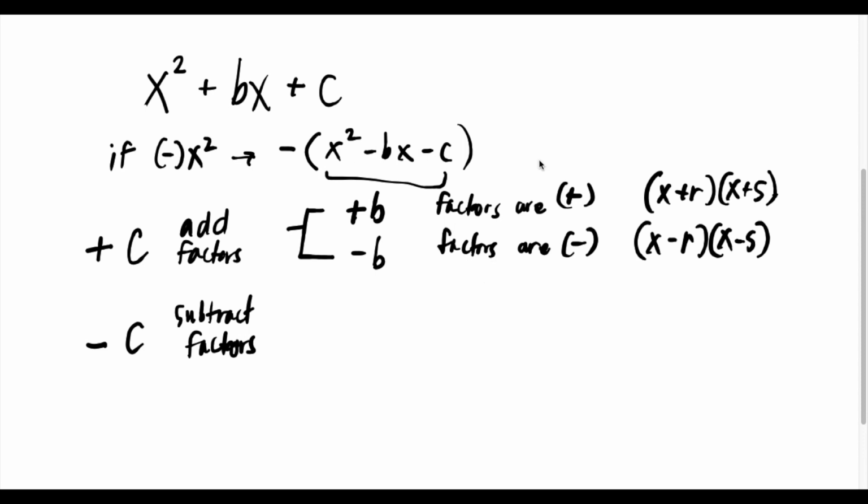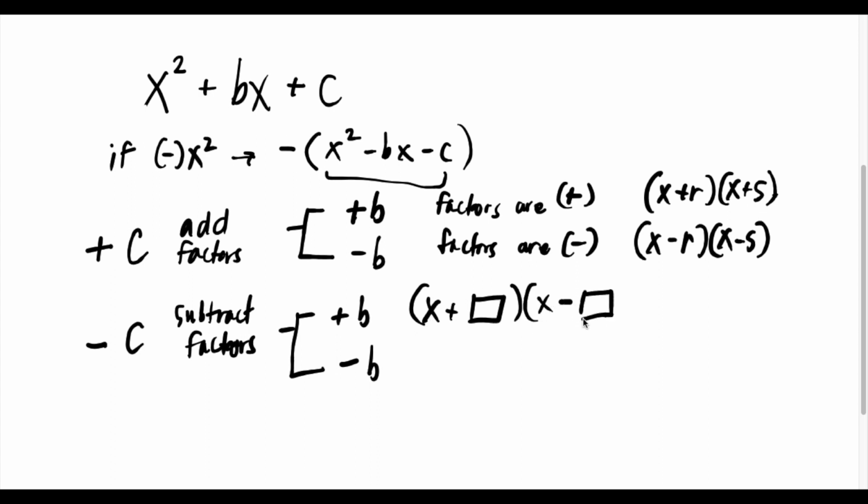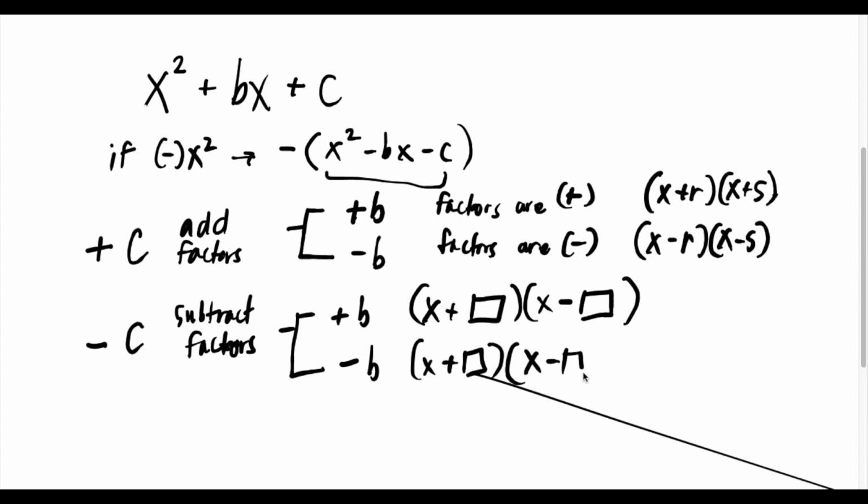Kunwari, na-factor out mo na siya, tapos you want to check if tama yung sagot mo. Kapag meron ka namang negative c ulit, okay? Pag positive yung b mo dito, or kahit negative man yung b mo, pareho lang yung form ng sagot mo, okay? Pareho kang merong x plus something times x minus something. Okay? Parehong ganyan yung form. Ano yung pinagkaiba nila?